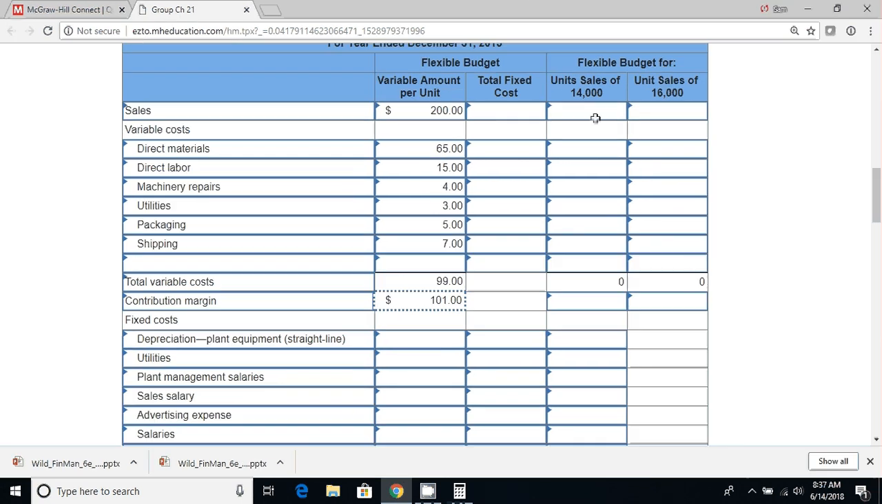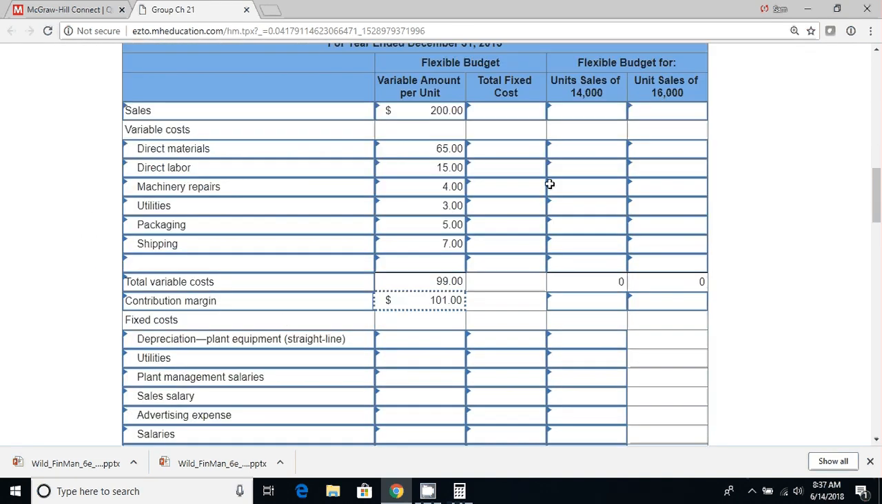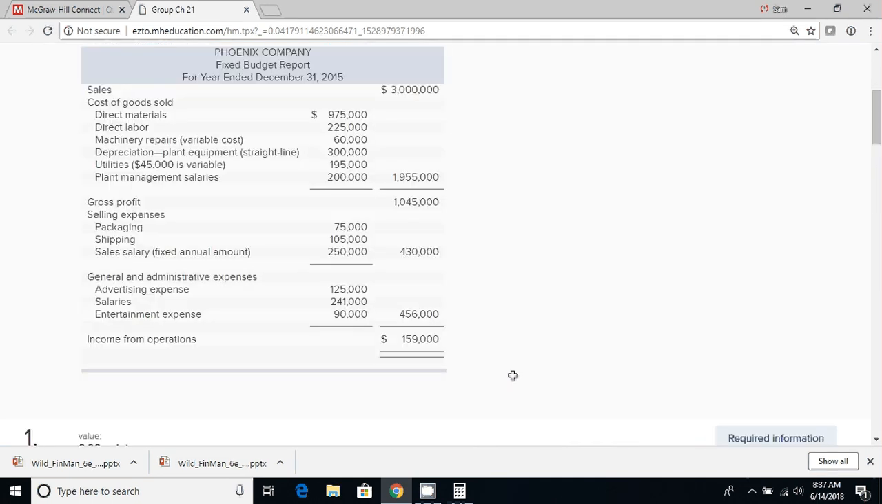Now we've got to fill out our fixed costs. Well, mind you, if you look at the directions, it says put all fixed cost in the fixed cost column, not the variable cost column. So we don't need to do this weird division. We don't need to do this at all. We just got to put the numbers over in this column. So let's just go look at it.